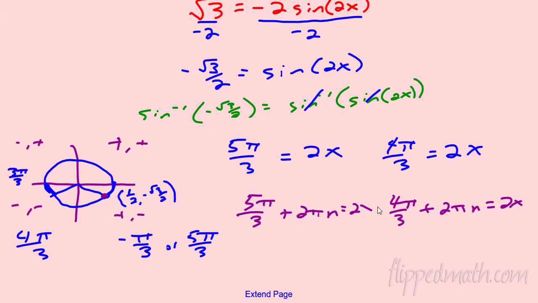So the angle was 2x. Normally I'd be done, that's just x or theta, just an angle. But in this case, it's 2x. So what does that mean? I've got to solve for x. So what am I going to do? I'm going to divide both sides by 2.